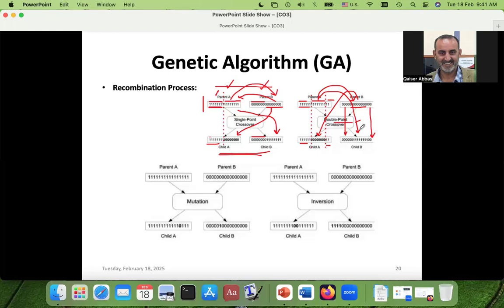Understood? It's easy. Understood? Anybody who didn't get the point yet? And then what is mutation? You have heard the name of mutation in the movies. X-Men, huh? X-Men 1, X-Men 2, X-Men 3, mutation.